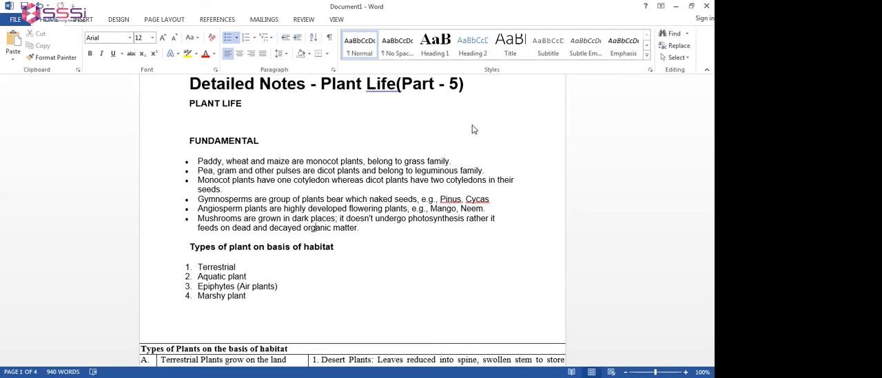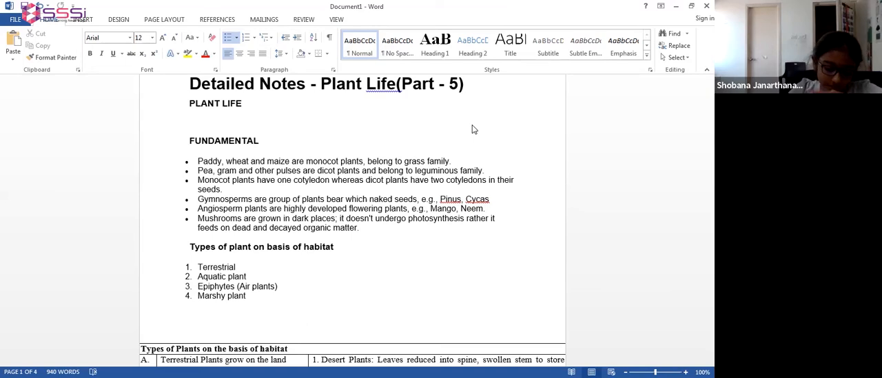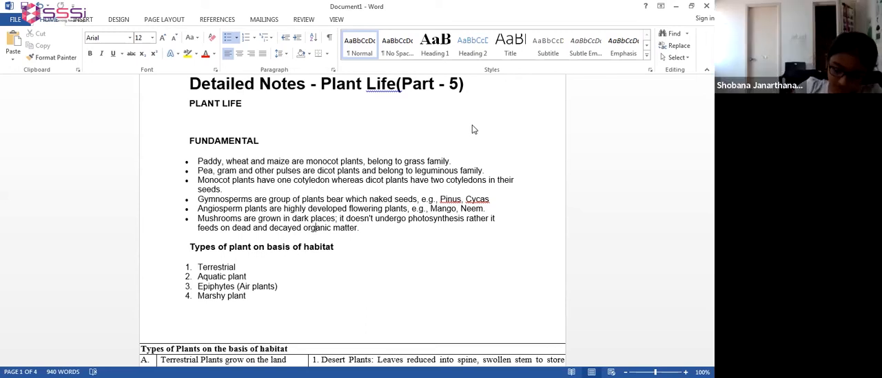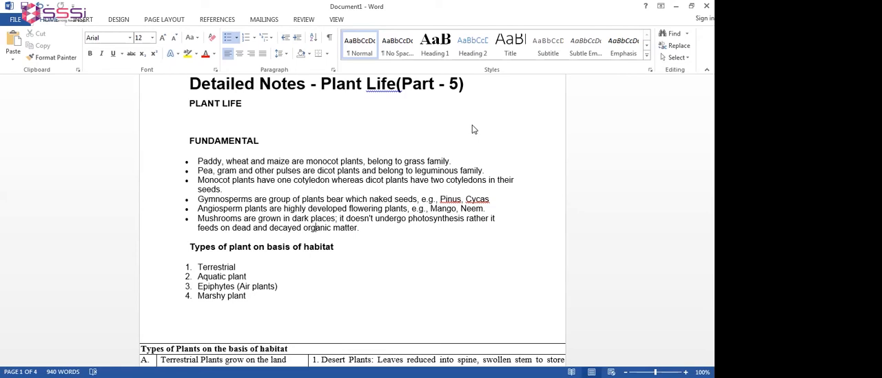First, paddy, wheat, and maize are monocot plants, right? That belong to the grass family. Second, pea, gram, and other pulses are dicot plants, and they belong to the leguminous family. So the dicot plants belong to the leguminous family and monocots to the grass family. Next, monocot plants have one cotyledon, and dicot plants have two cotyledons in their seeds.